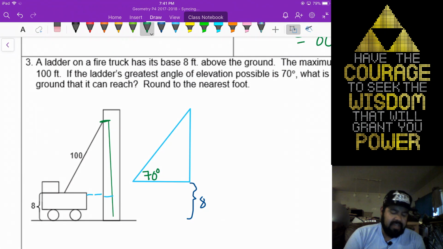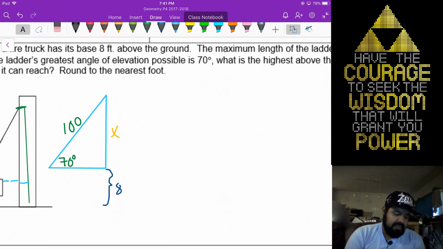70 degrees is our angle of elevation. The ladder is 100 feet long. We want to figure out the height, so that means I'm looking for this side here. So that side over there means the opposite and the hypotenuse. So, oh wait a second, that's going to be sine. Sine of 70 equals x over 100.